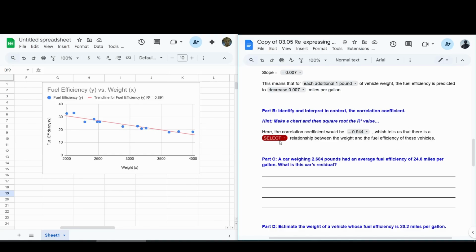And then this tells us that there is a strong negative relationship between the weight and the fuel efficiency of these vehicles. So again, I know it's negative because of this negative sign, also because the line is going down. And it's strong because this number is close to 1. This is a very high R value. If this was something like 0.002 or 0.1, something very low, that would be a weak relationship, but this is close to 1, so it is a stronger relationship.